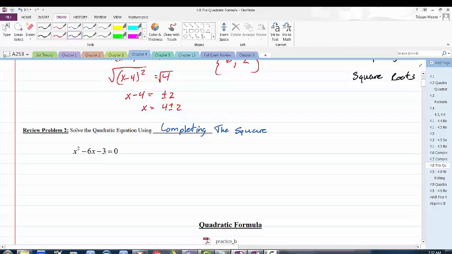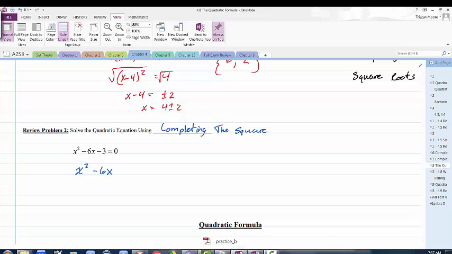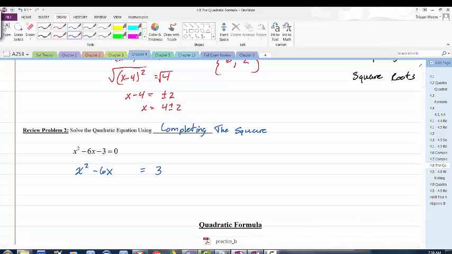X squared minus 6x minus 3. Let's take that 3 over to the other side. And I'm going to add 9 on both sides. If I add 9 on both sides, then I end up with x minus 3 squared equals 12. Take the square root of both sides.